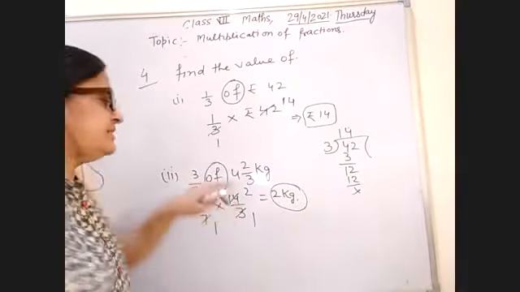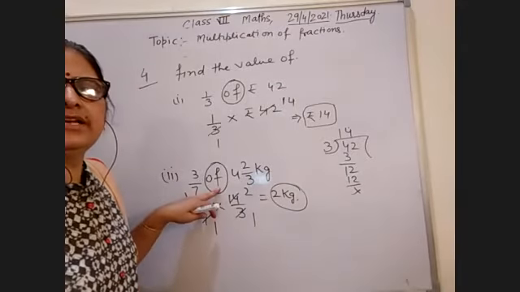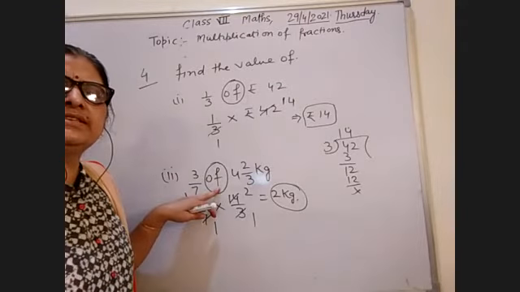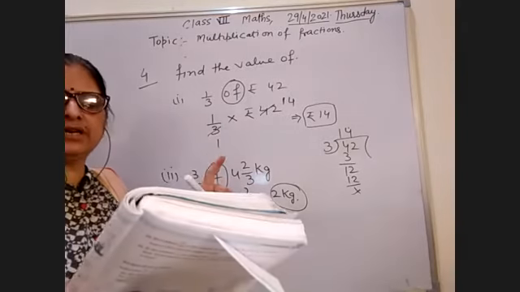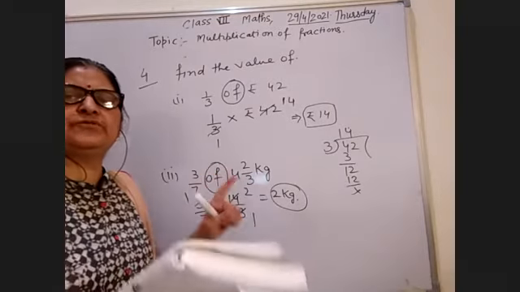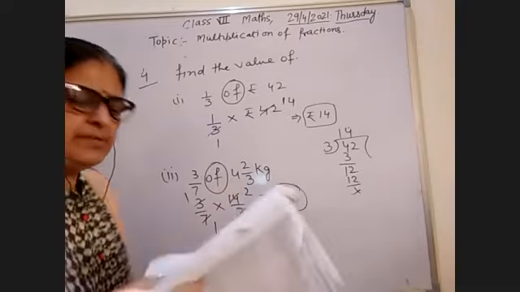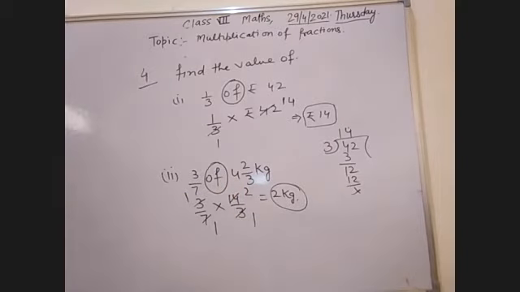Now when "times" is written, then you have to put the sign multiply. In your third question, in place of times, you have to put the sign multiply. Okay.